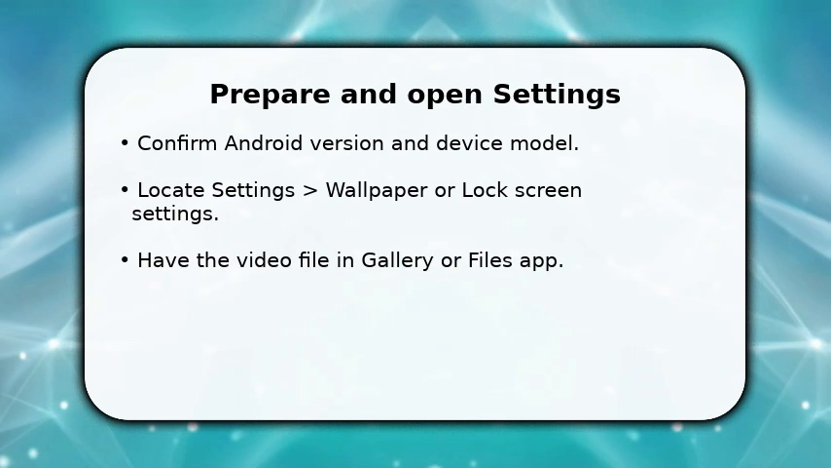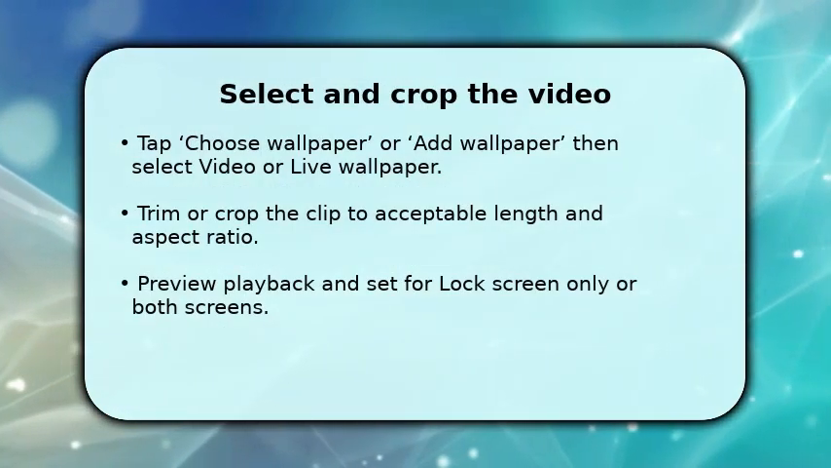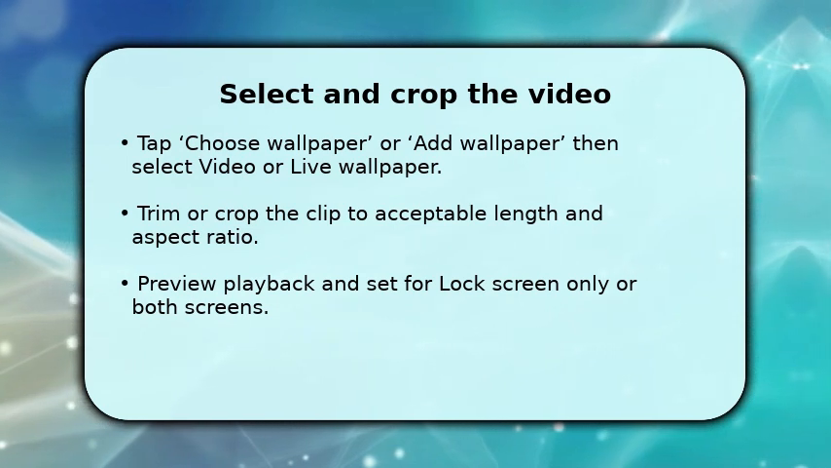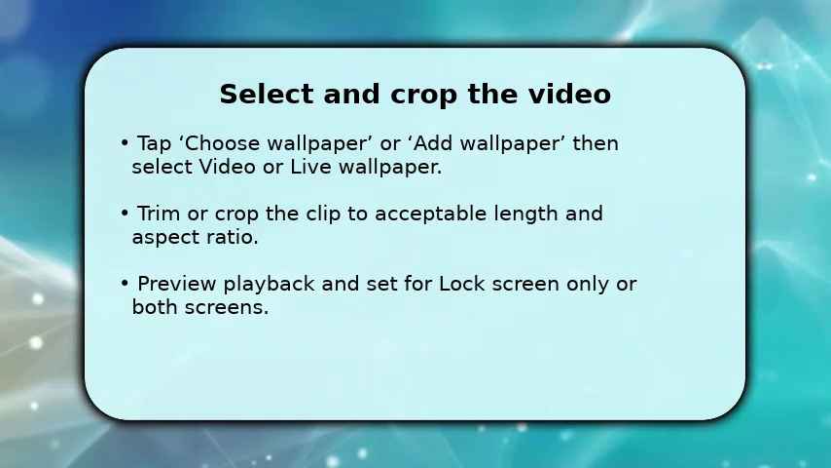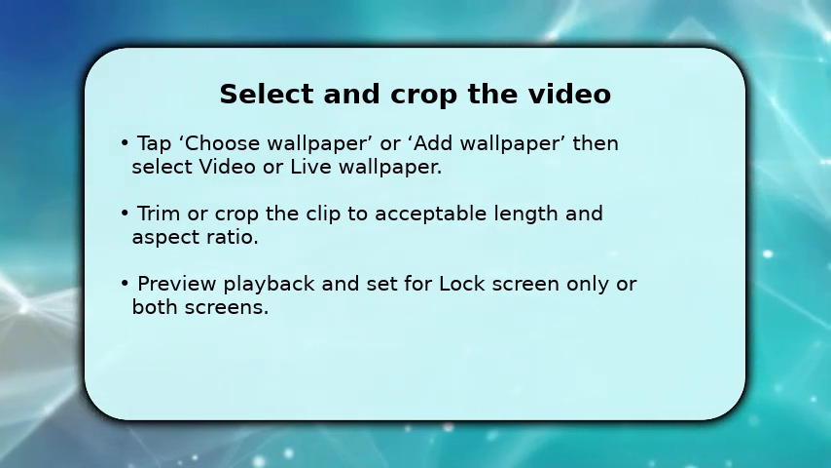Now select Choose Wallpaper or Add Wallpaper and pick Video or Live Wallpaper. You're telling the system to use motion content. You'll often need to trim or crop the clip. Do this to match screen aspect ratio and keep playback short so battery drain stays low.